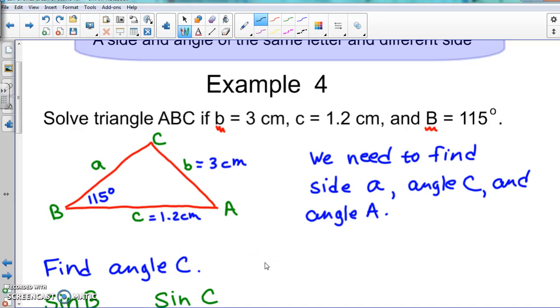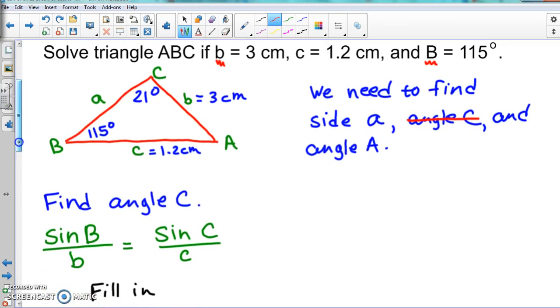Alright, so in the last video, we said that the angle we just found with C was 21 degrees. So we got to fill that part in. We filled in 21 for angle C. So that means we've done angle C. Now we have angle A and side A to work on. And so here, let's find angle A first.